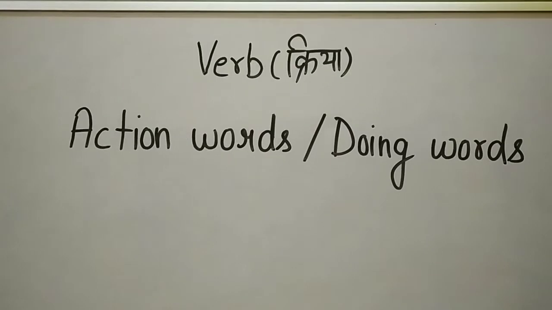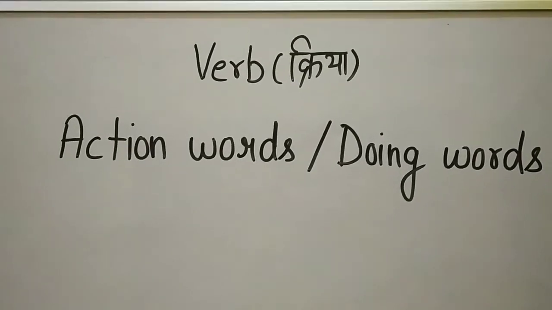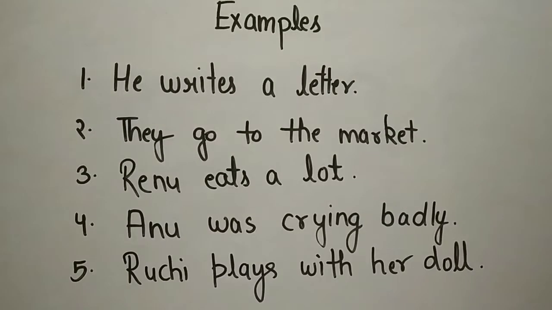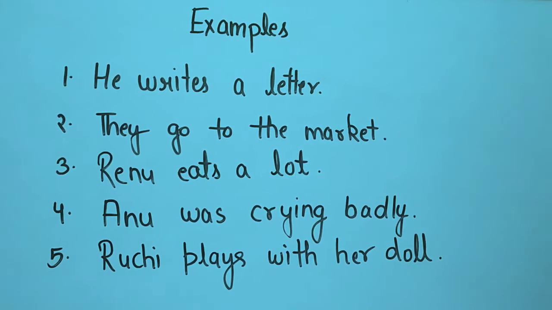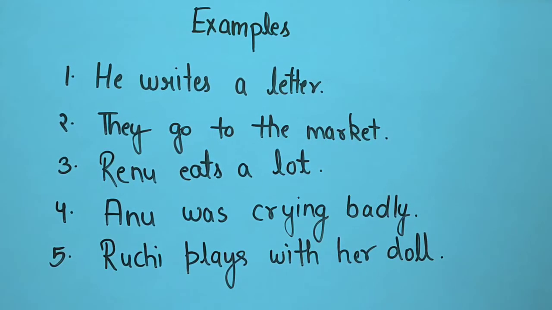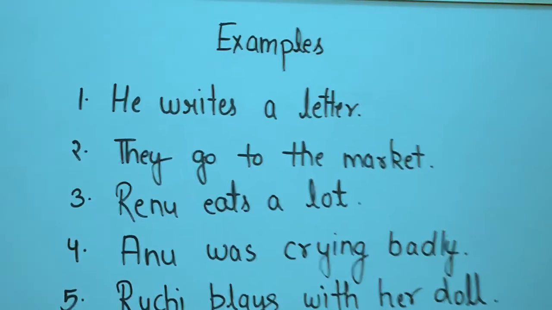Means in short, what is a verb? Your action words and your doing words are called verb. Now let's take examples of verb. You can see the examples. He writes a letter, they go to the market, Renu eats a lot, Anu was crying badly, Ruchi plays with her doll.